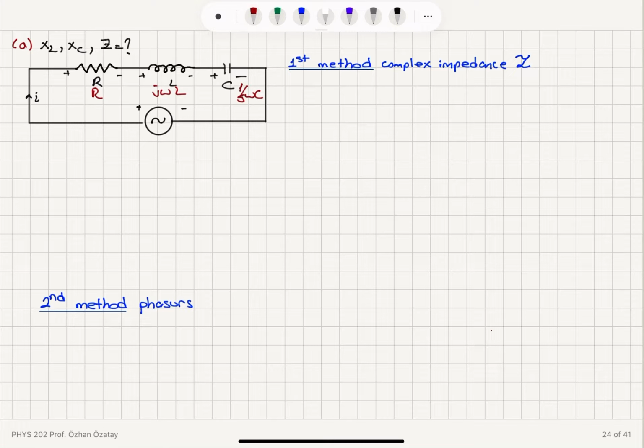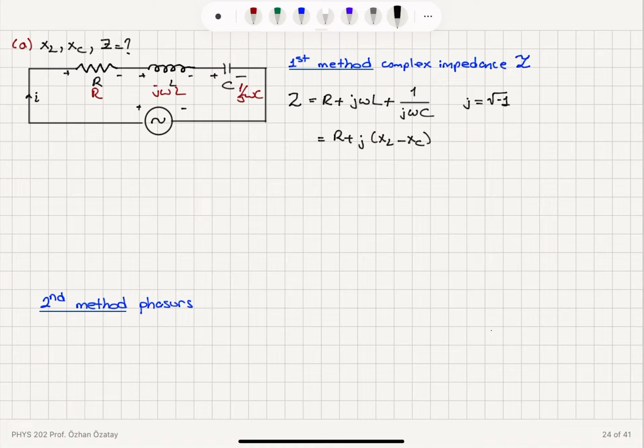Now, treating these as frequency-dependent resistances, I can write the complex impedance of the circuit as R plus j omega L plus 1 over j omega C, the complex impedance of the capacitor. And once again, what I'm calling j is the square root of minus 1. So this is in the form R plus j(XL minus XC).